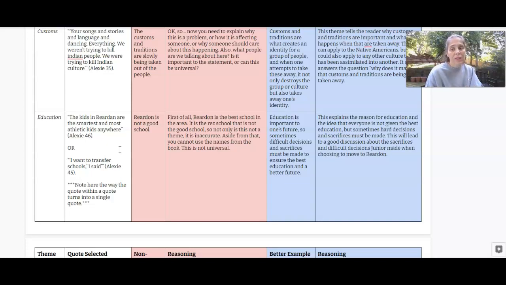This explains the reason for education and the idea that everyone is not given the best education, but sometimes hard decisions and sacrifices must be made. This will lead to a really good discussion about the sacrifices and difficult decisions Junior made when he chose to go to Reardon, right? A better quote in this part would have been something about how he felt he was betraying his tribe, or he was betraying the people on the reservation. He's talking about that betrayal and how difficult this decision was and how he was afraid he was going to lose his friends because of it. So he sacrificed those things for a better education to help himself get out of the situation he was in. That's what you would focus on here.